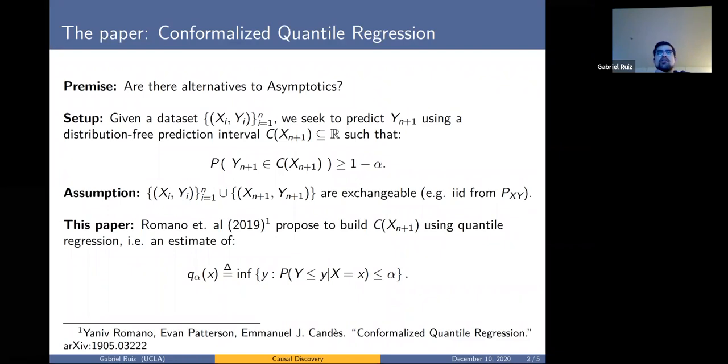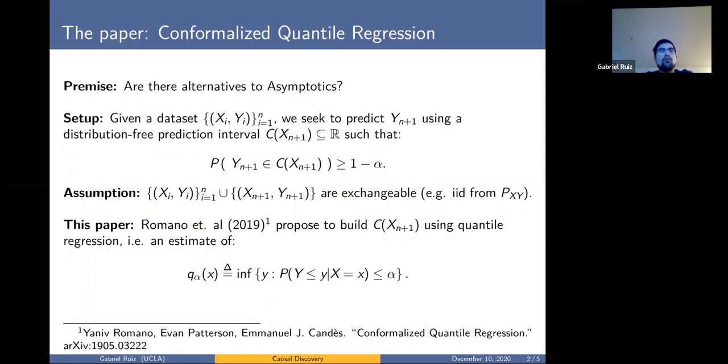So this interval is going to be a subset of the real line. Ideally, this interval is such that the probability that the next observation's response is in this prediction region is greater than or equal to 1 minus alpha. The basic assumption is that your (x_i, y_i) pairs in your data set, together with the unseen observation, are exchangeable in the order in which you observe them. For example, they can be IID from the joint distribution of x and y.